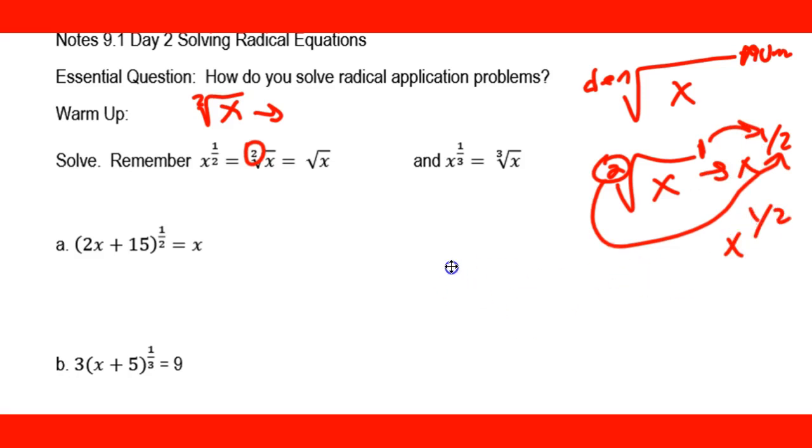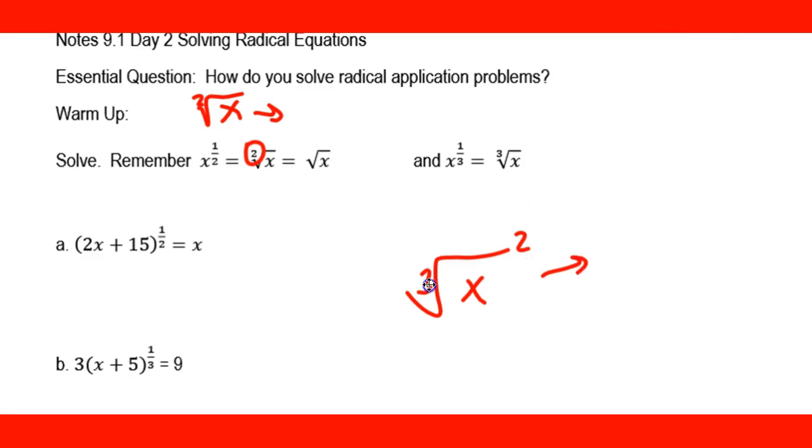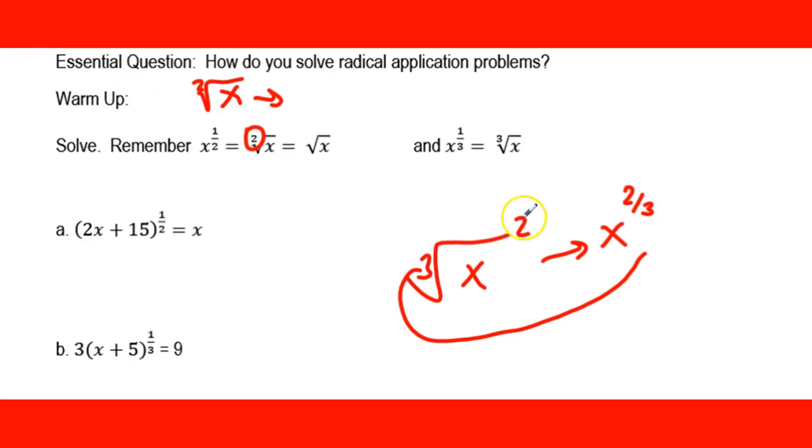Or let's say we had the cube root of x squared. Let's use that example so you can see another one. Just like the one we just did, when you rewrite it, the 3 becomes your denominator, so you have x to the 2/3. Again, that 2 becomes a numerator. So the cube root of x squared is x to the 2/3 power.